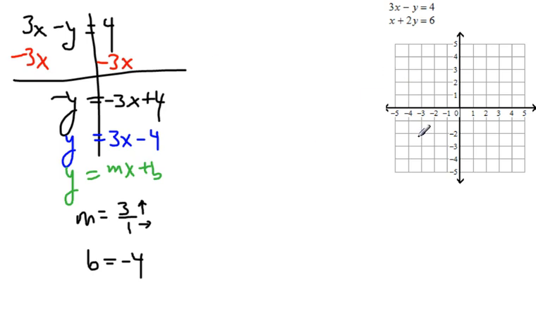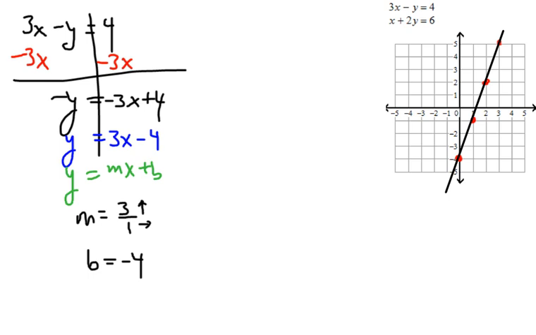So let's just get this line on here to start with. Here's one dot on my negative 4. And then we count 1, 2, 3 up and 1 to the right. One more time, 1, 2, 3 up and 1 to the right. We'll draw a straight line right through there.